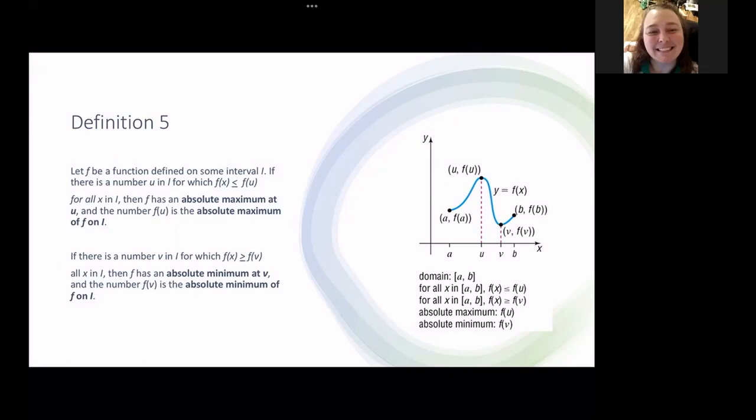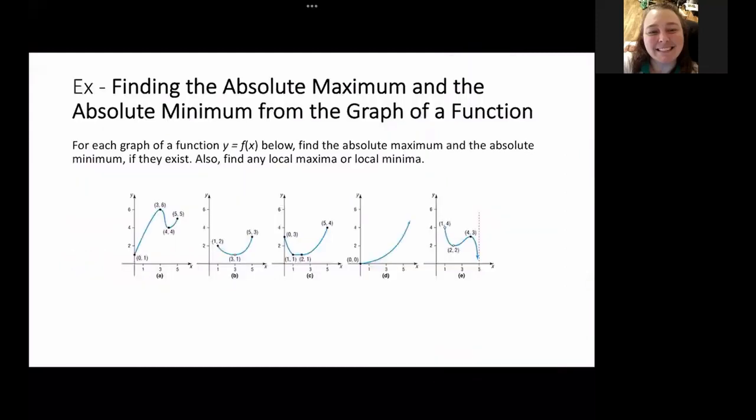So in the graph we had just looked at, we had a situation where we had 2 minimums. There were 2 local minimums. If we were to take the minimum of that minimum, that would be the absolute minimum. Okay, so again, let's go through a few different graphs and find the absolute max and the absolute min if they exist. And we're also going to talk about any kind of local maxes and mins that we find, just because you usually have to find those locals in order to find the absolute.